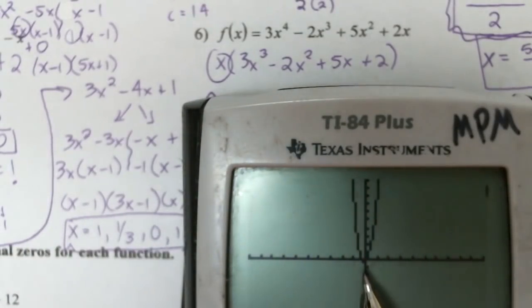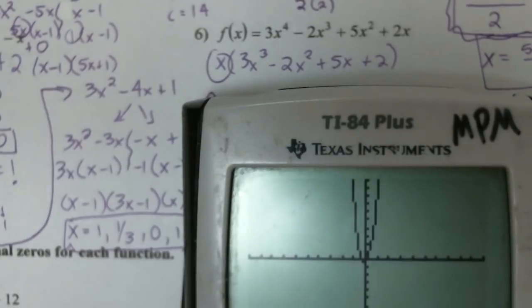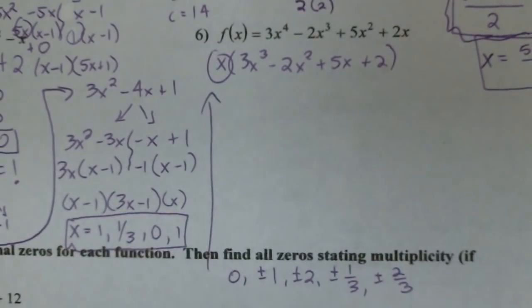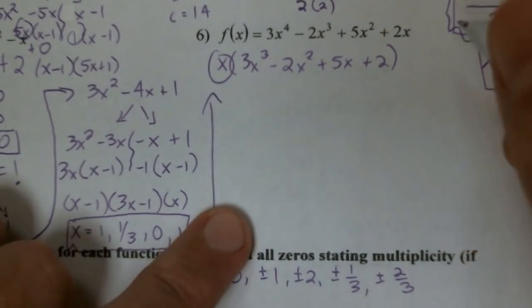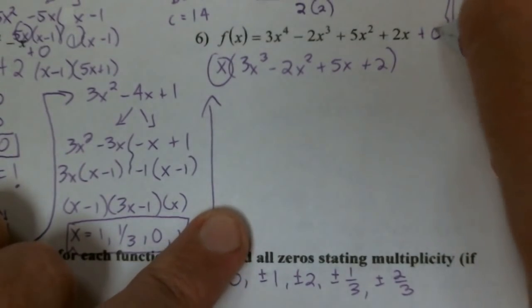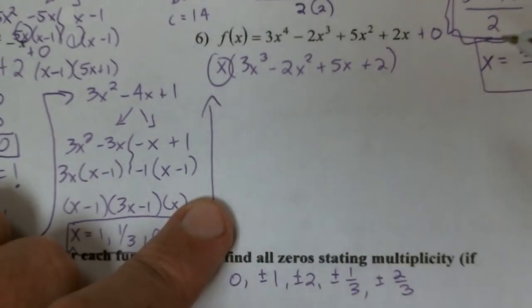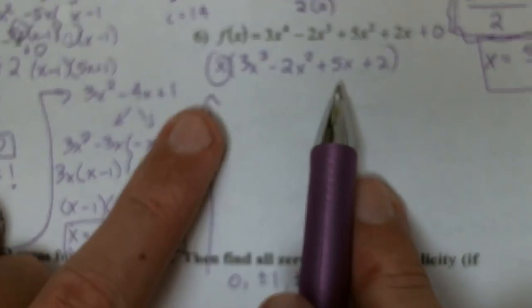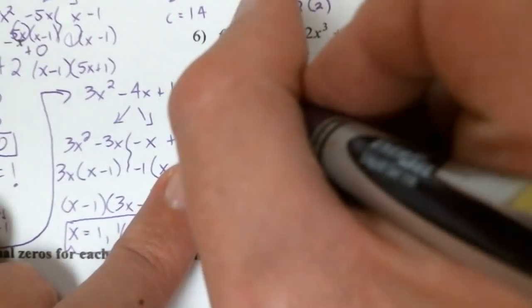Okay, that looks like it crosses at 0. Remember, this is a plus 0. All right, so let's go ahead and test 0.